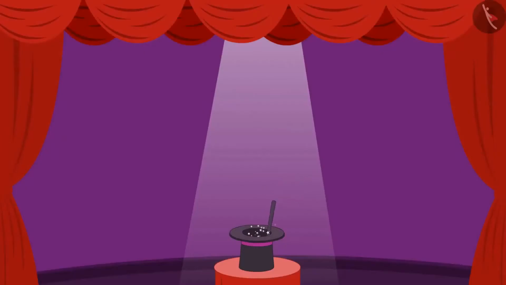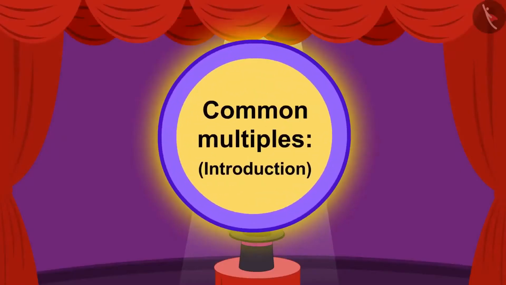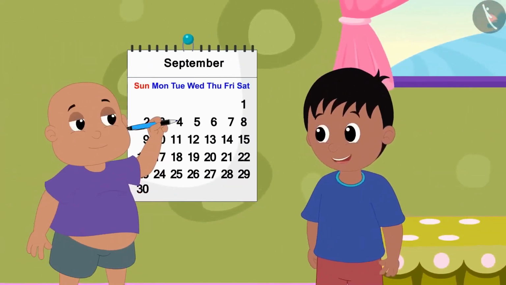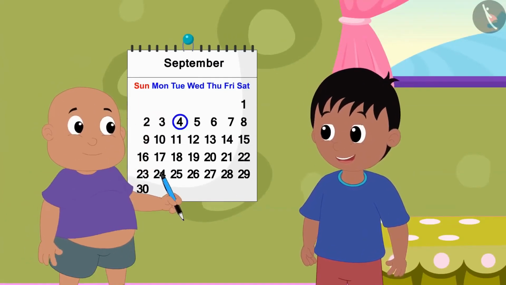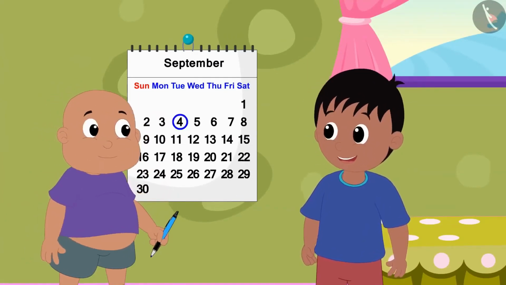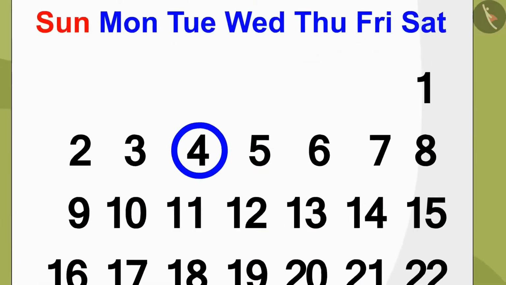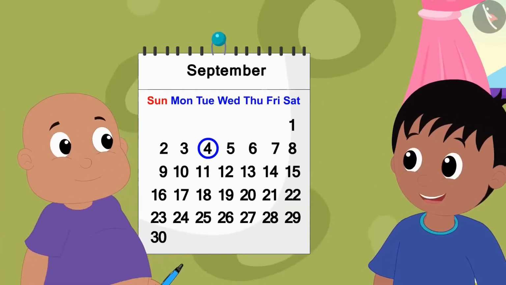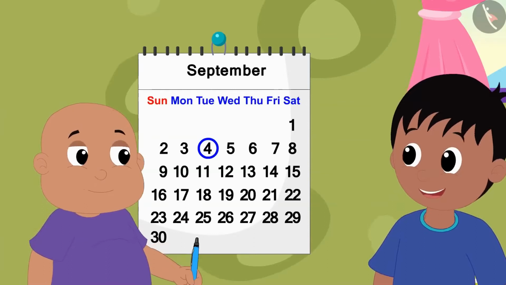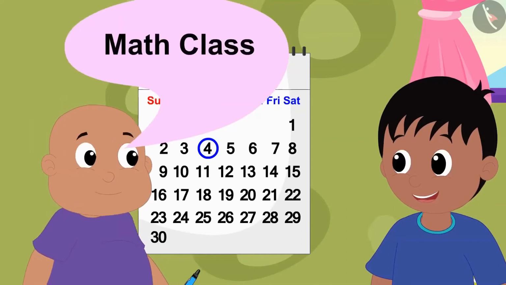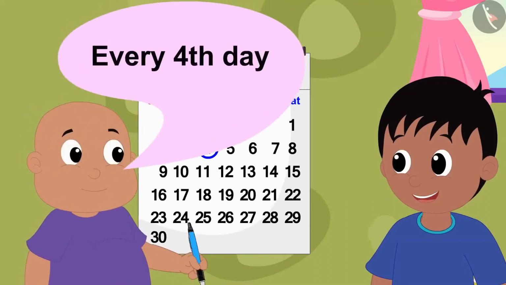Hello children, in this video we will learn about what are common multiples. Raju has come to Bablu's house. When he reached Bablu's house, he saw that Bablu was drawing circles on some dates on his home calendar like this. When Raju asks him what he is doing, Bablu tells him that he has enrolled in a math class and his class will be every 4th day.